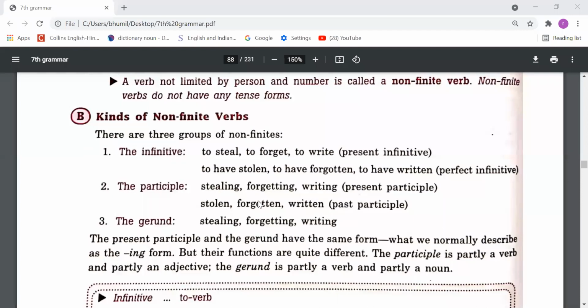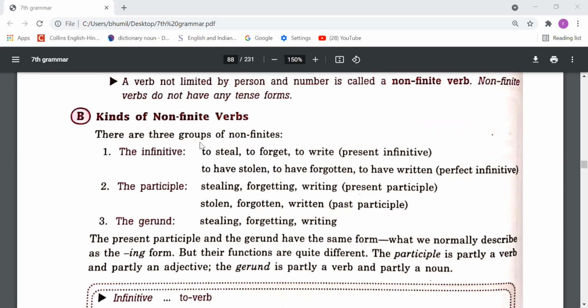Now, dear students, basically in this chapter we have to focus on non-finite verbs. Finite verbs, we have understood, are the main verbs, which change according to the number and person of the subject. Now I am telling you that here we have to focus basically on non-finite verbs. Clear? So, kinds of non-finite verbs.